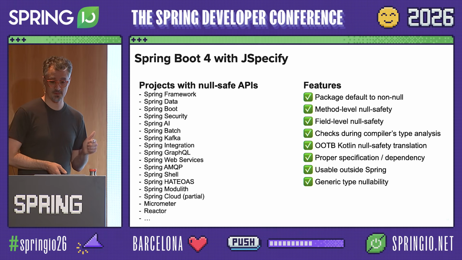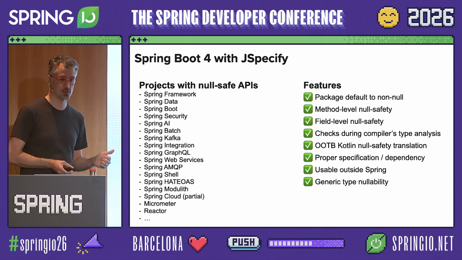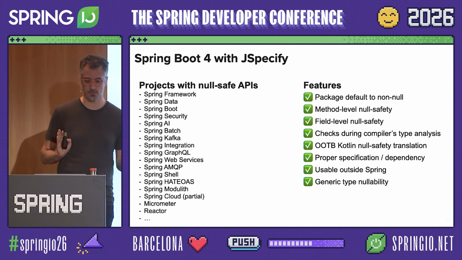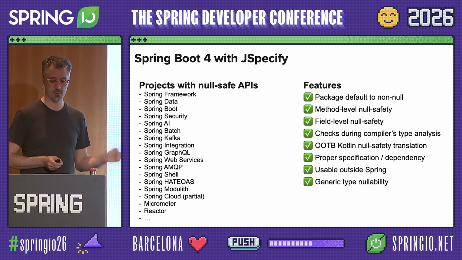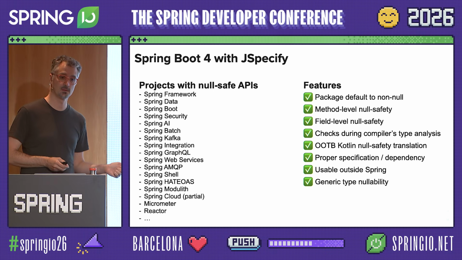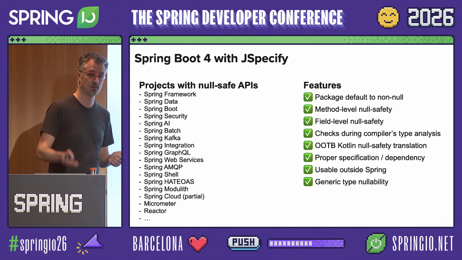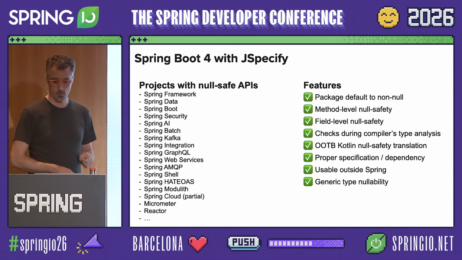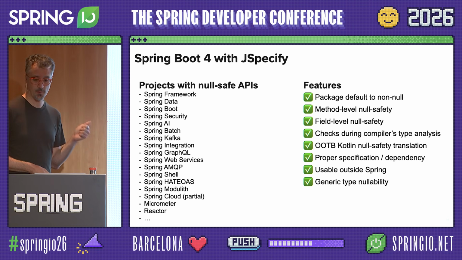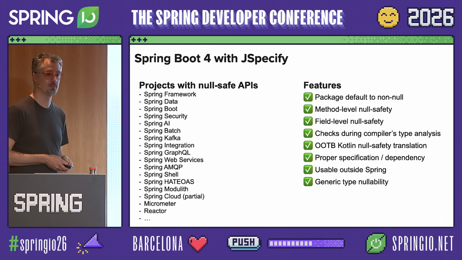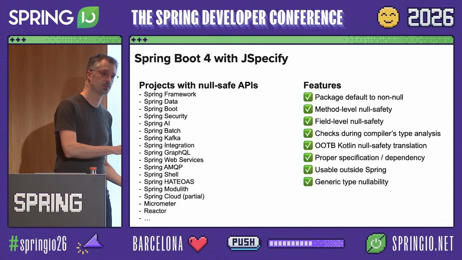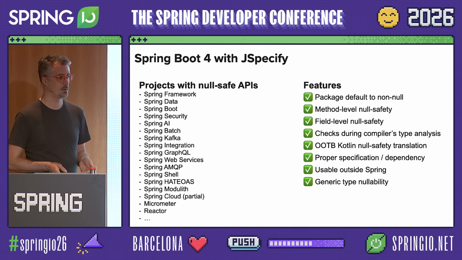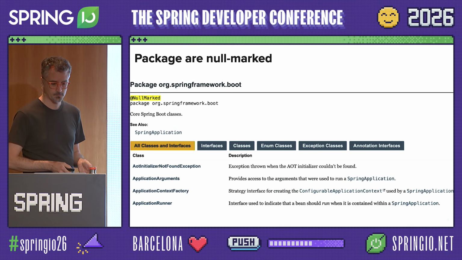And we get all the benefits. All those projects are not just adding annotations and praying for them to be okay. Every project has introduced NullAway checks. So as soon as we have inconsistencies, the Spring project build is broken and we need to fix it. We have out-of-the-box Kotlin support, a proper specification, and generic type nullability. So it's really the scope and the quality of those null-safety annotations that have dramatically improved.